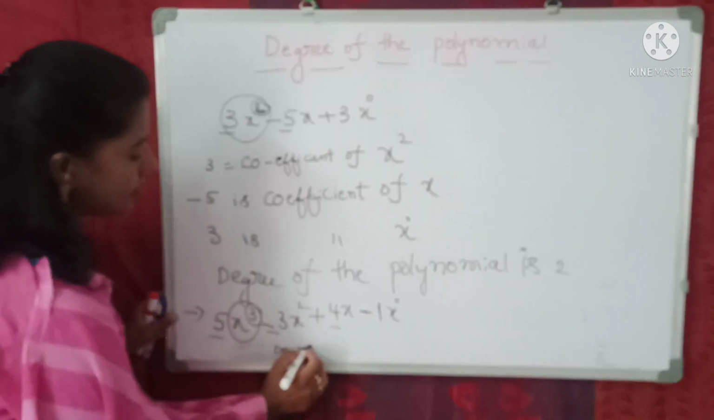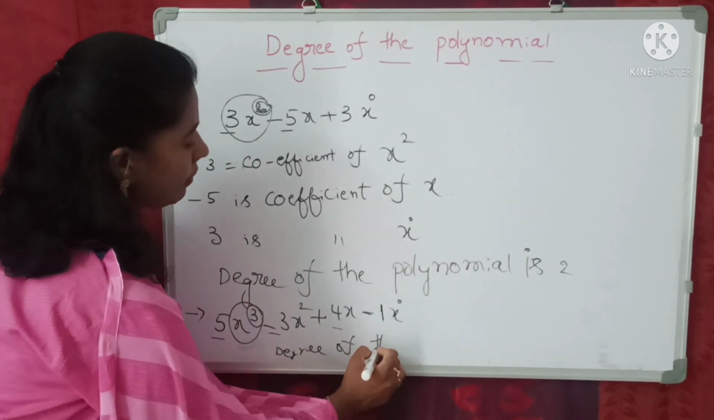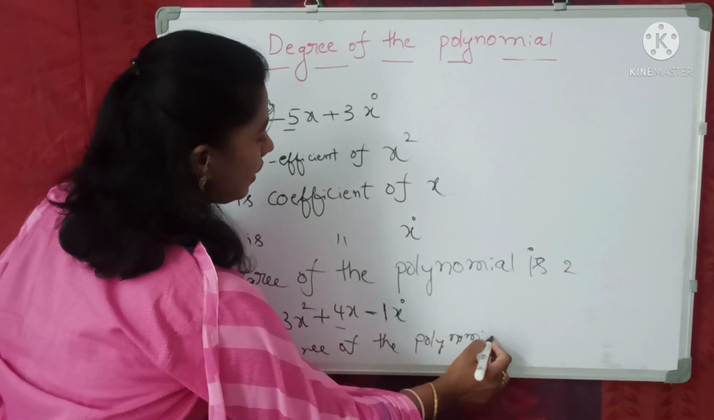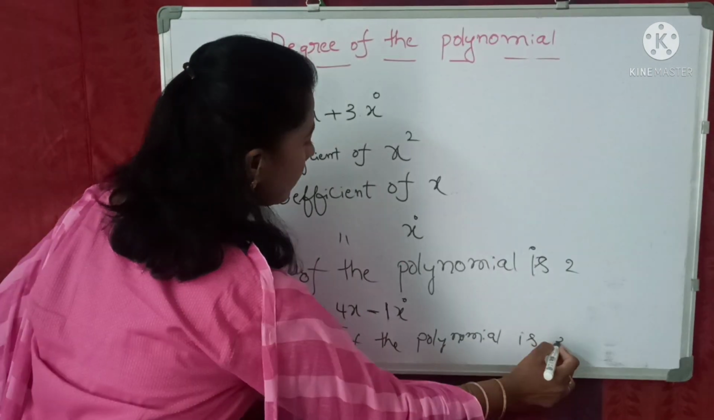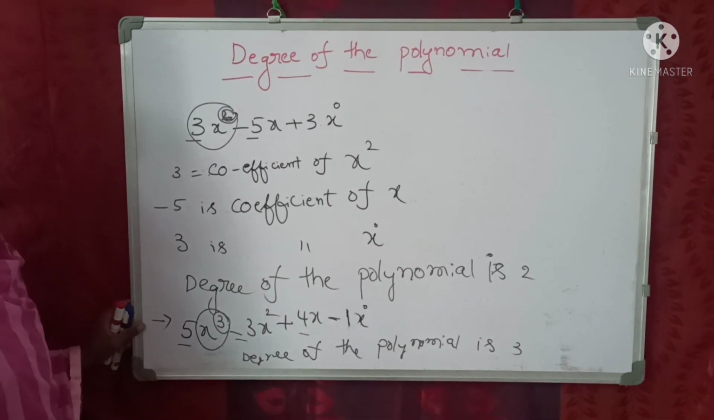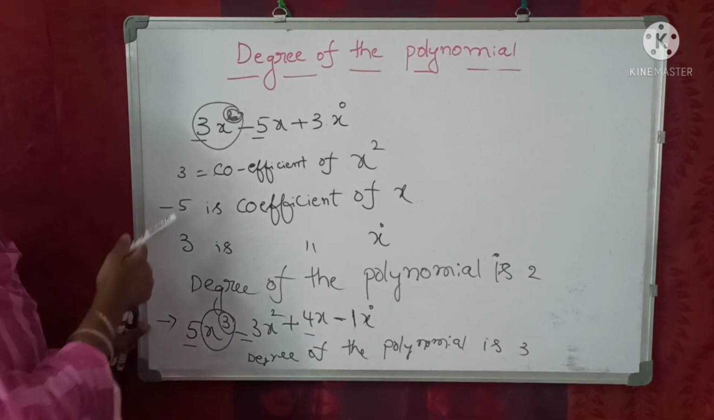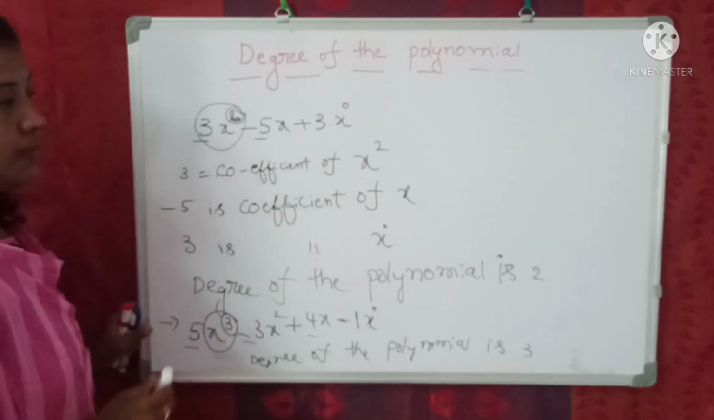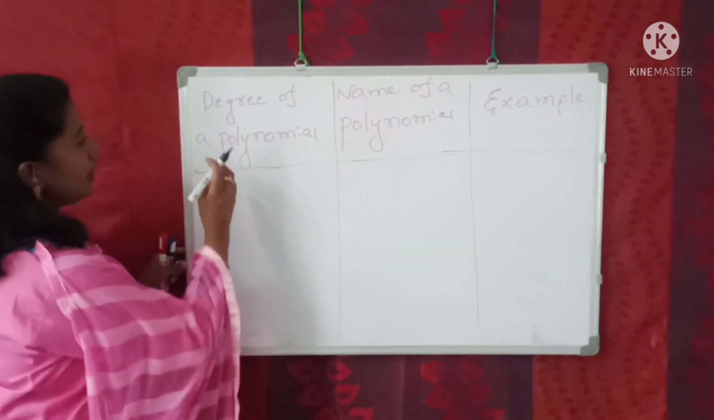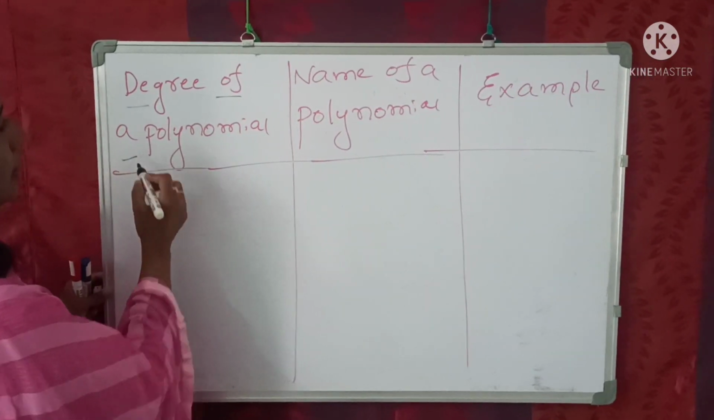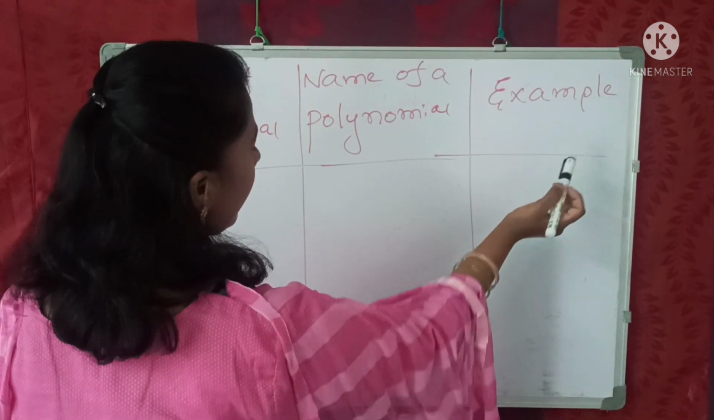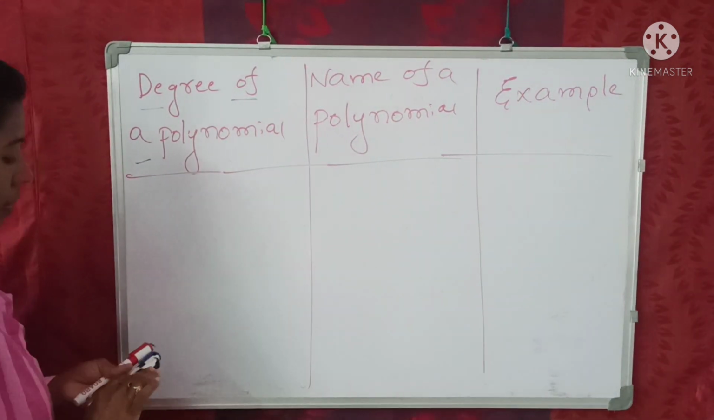So the degree of the polynomial is 3. Okay, I think you are able to understand what the degree of a polynomial is and what the coefficients of the terms are. Students, observe this table: degree of a polynomial, name of the polynomial, and example of the polynomial.